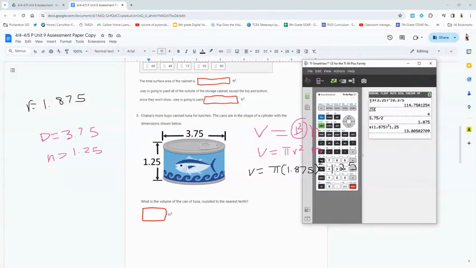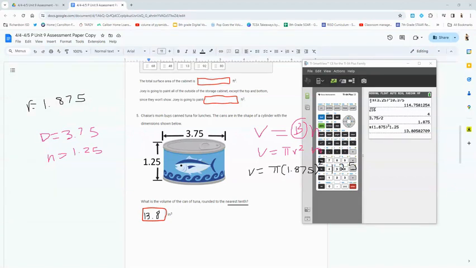So it says rounded to the nearest tenth. Sorry, I was reading that in my head. What is the volume of the can of tuna rounded to the nearest tenth? That's where most people messed up. And it would have just been 13.8. That's all they wanted you to put.